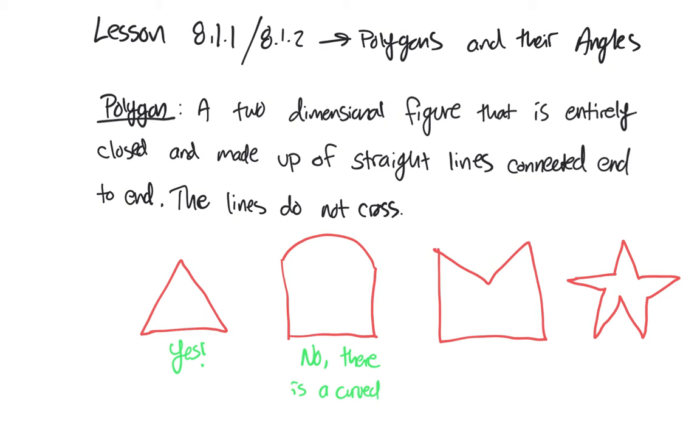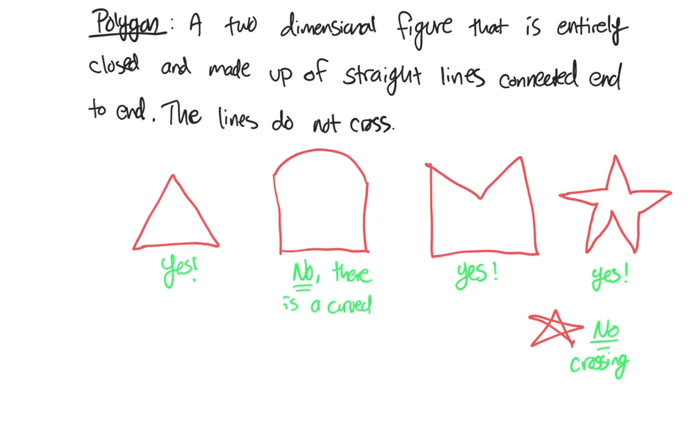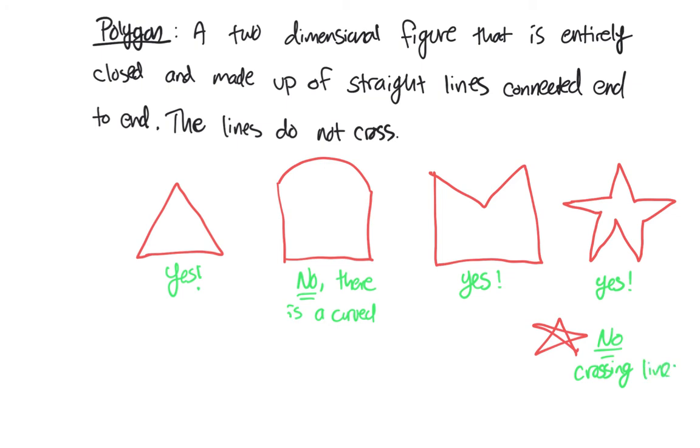This third one that I've written down here is definitely a polygon. It fits the criteria listed above. So does the fourth one, that's a star. But there is another star that I could draw that would look something like this, where my lines are crossing those straight lines. This would be no in this instance because we have crossing lines, and that's not allowed when it comes to polygons. We don't like when that happens. So that's the basic working definition of what a polygon is: 2-dimensional figure, entirely closed, straight lines, the lines don't cross.